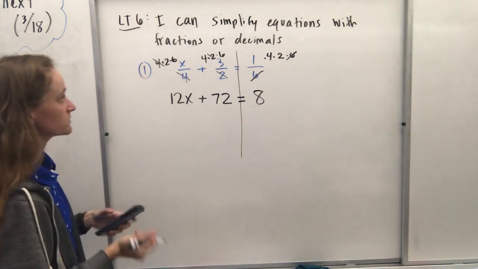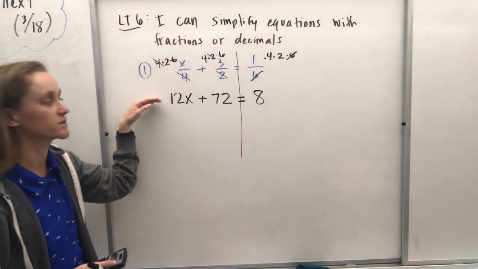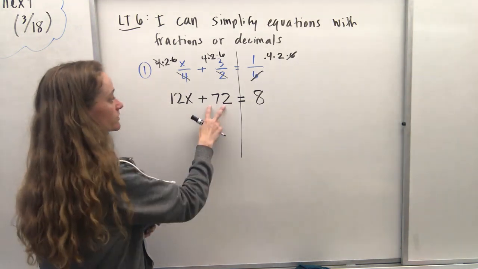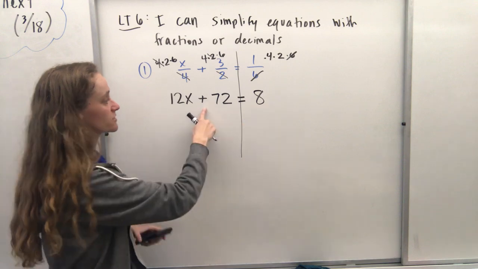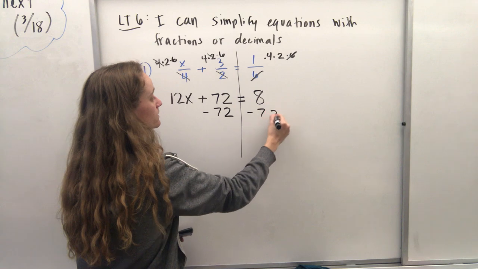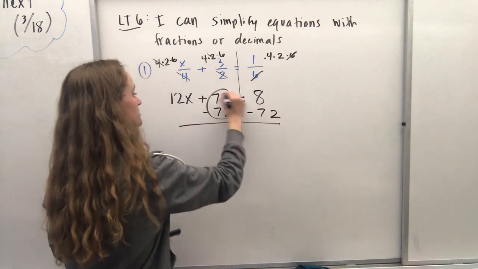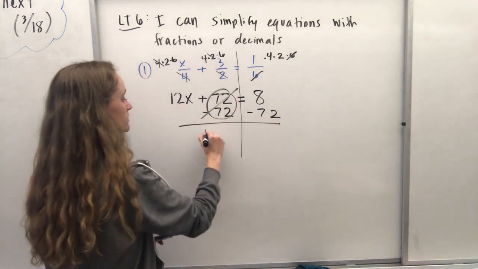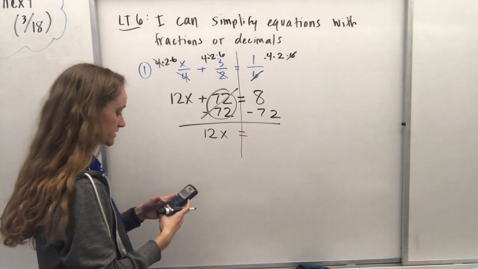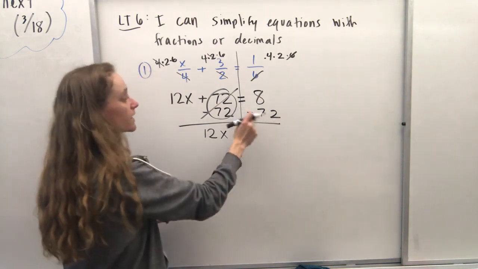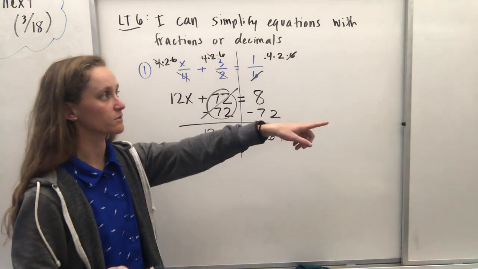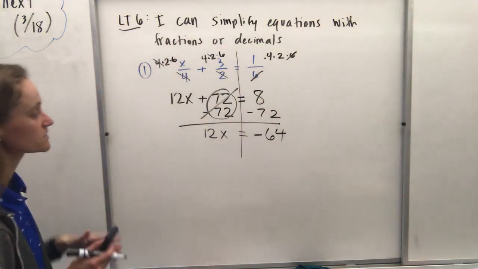And so now that we've done fraction busters, this looks like a much more doable problem. This is a 2-step equation, which is LT1. So I want to move the units to the other side. So the opposite of adding 72 would be subtracting 72. Okay, so that's my 0 pair. So I bring down the 12x. And then 8 minus 72 would be negative 64. Because I would start at 8 on the number line and then go back 72 spaces.